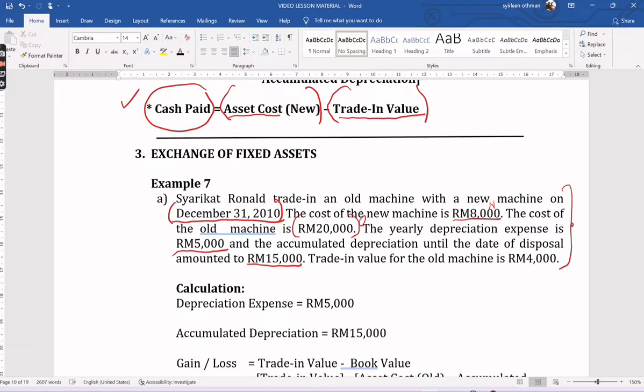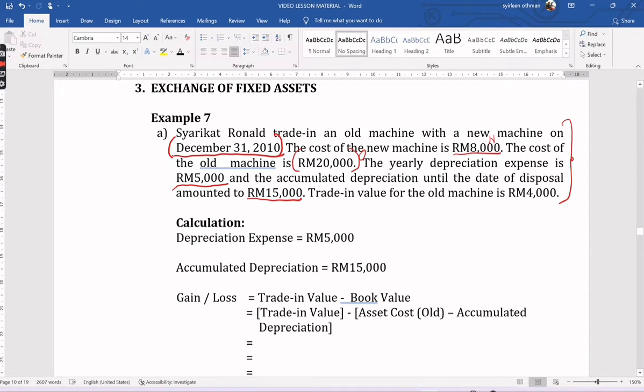Maksudnya, aset tersebut telah dibeli dan telah digunakan selama 3 tahun. Betul tak 3 tahun? Sebab depreciation expense for 1 year is 5,000. So that means 5,000 plus 5,000 plus 5,000. Okay, so kalau saya nak jual aset tu, saya kena tolak dengan accumulated depreciation with the amount of 15,000. This one.